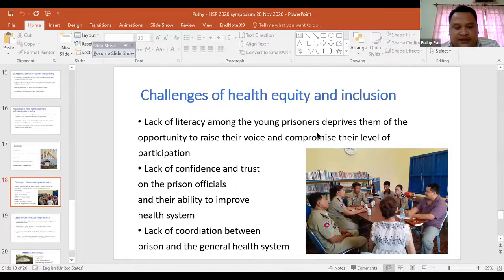Prison health system is not part of the Ministry of Health. And so we found a lack of coordination between the prison health system and the general health system. This is also another challenge.